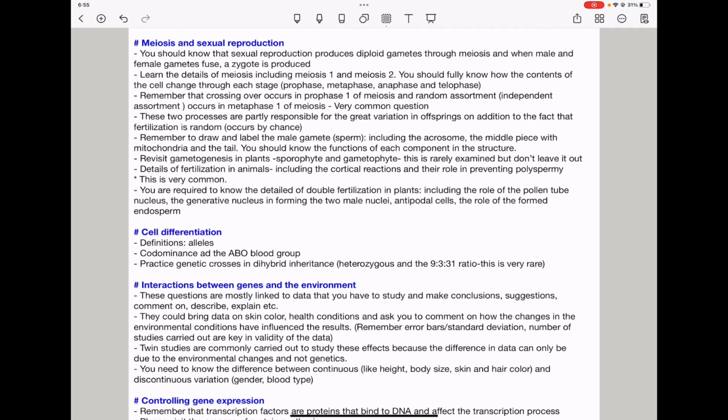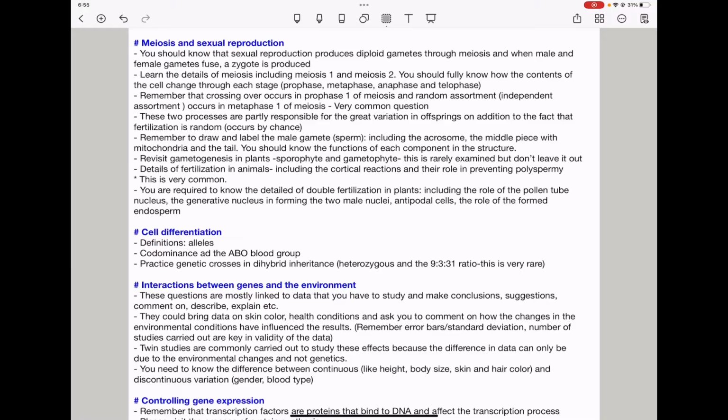Going on to meiosis and sexual reproduction, you should know that sexual reproduction produces haploid gametes through meiosis, and when the male and female gametes fuse, a zygote is produced. You need to learn the details of meiosis, including meiosis 1 and meiosis 2. You also need to fully know how the contents of the cell change through each stage in prophase 1, metaphase 1, anaphase 1, telophase 1, as well as prophase 2, metaphase 2, anaphase 2, and telophase 2.